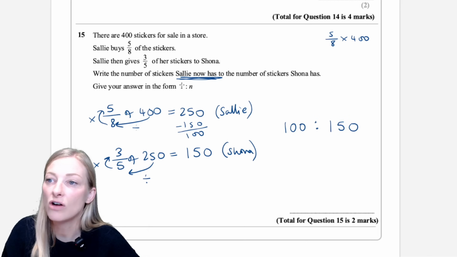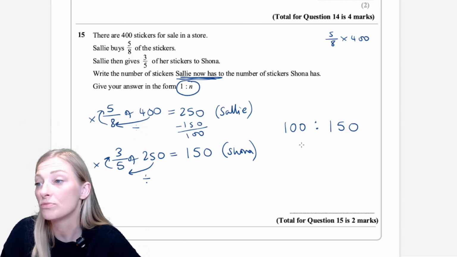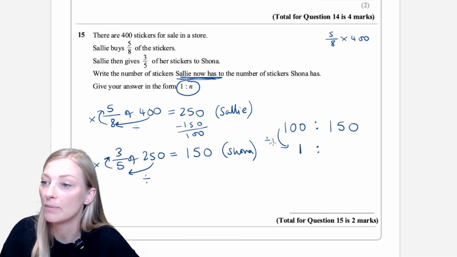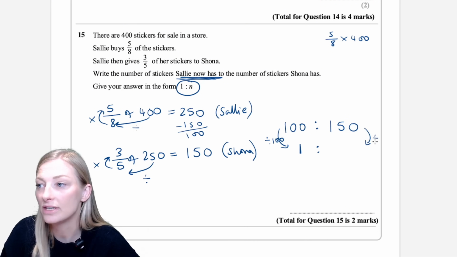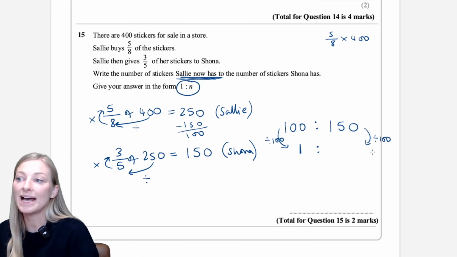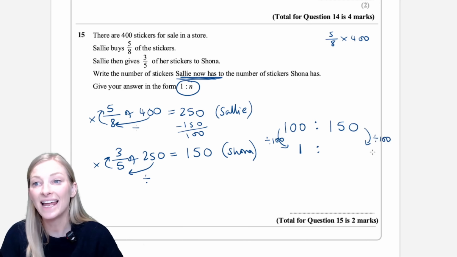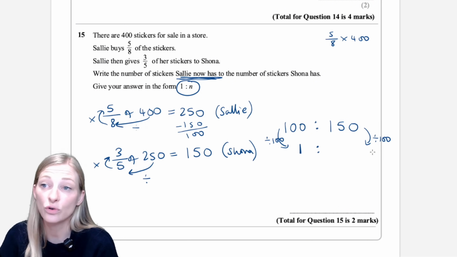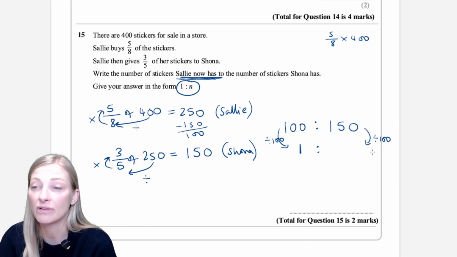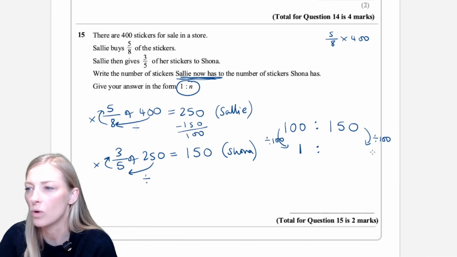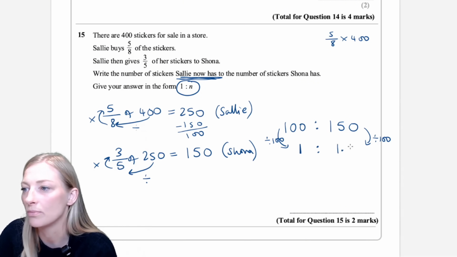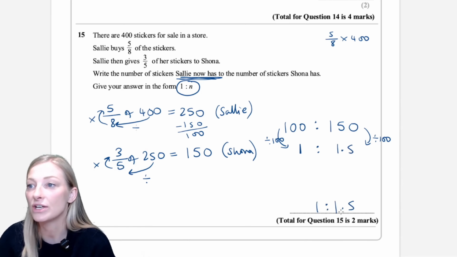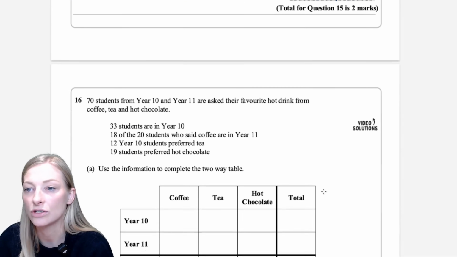And we need to give our answer in the form 1 to n, which means we want to make the number on the left 1. And to get that, we've divided that number by 100. So we also need to divide the other number by 100. And we're not normally allowed decimals in ratios unless it says it has to be in the form 1 to something or something to 1, in which case you've got to do whatever makes the side of the ratio they're asking for 1 to be 1. If that makes sense. So dividing that by 100 is 1.5. So my final answer here is 1 to 1.5. That is the ratio of the stickers that Sally and Shona have.